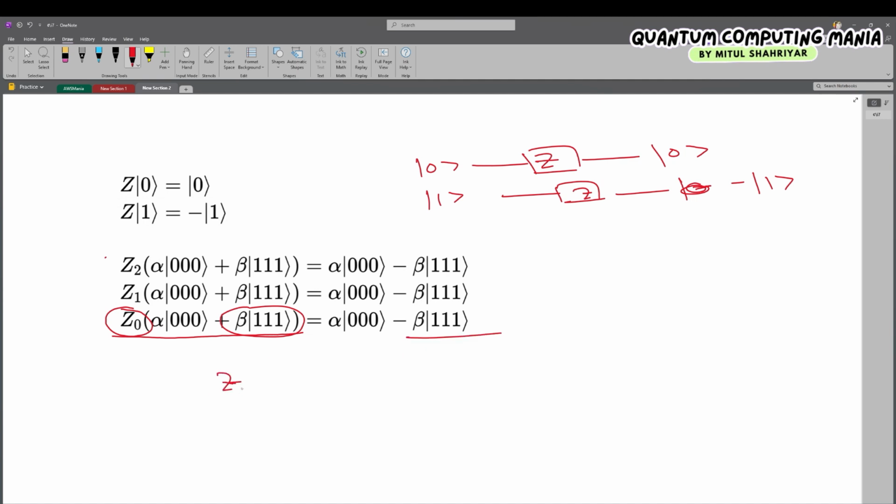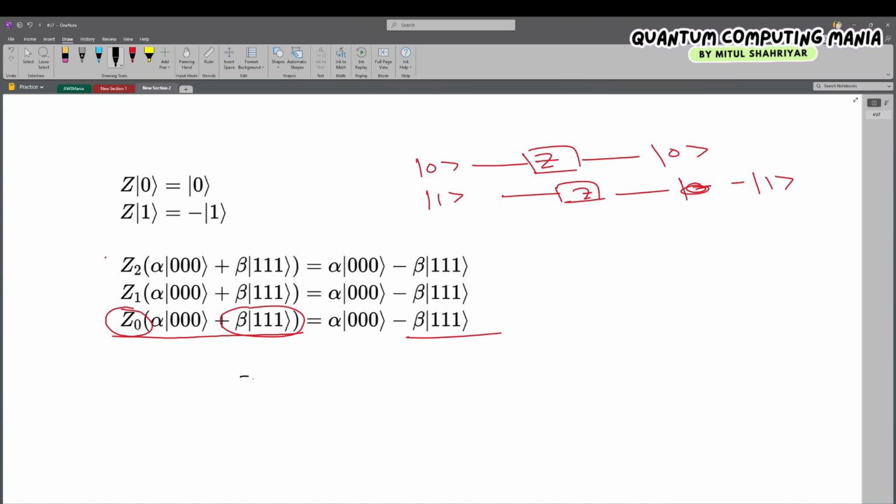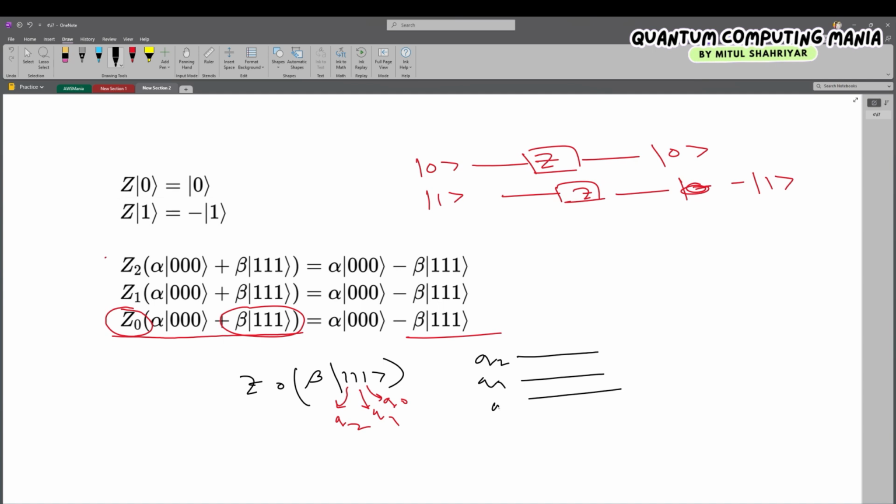So Z0, and then we do it like beta 1 1 1. Let me change the color so that we can differentiate later on. So this should be our q0, this should be our q1, and this is our q2. Let's draw these gates. First of all, just the lines: this should be q2, this should be q1, this should be q0.